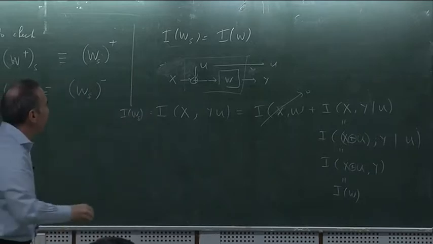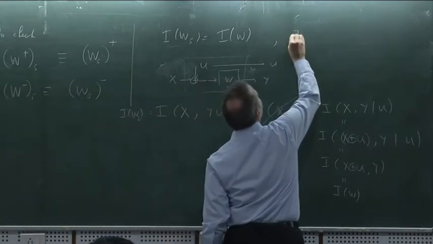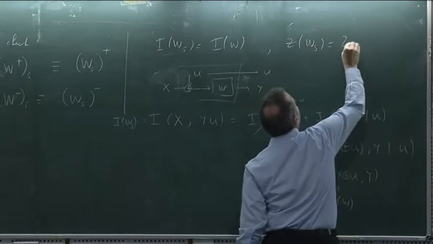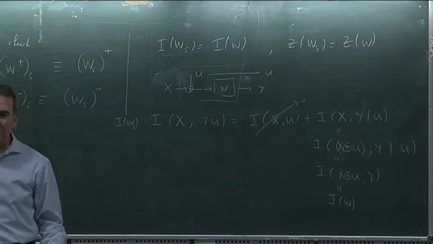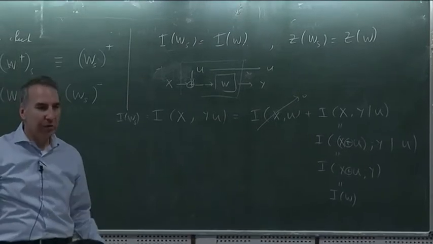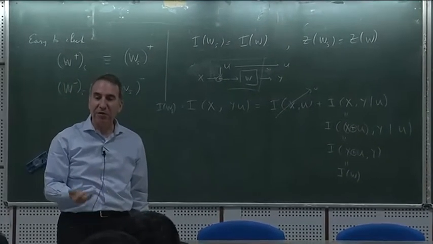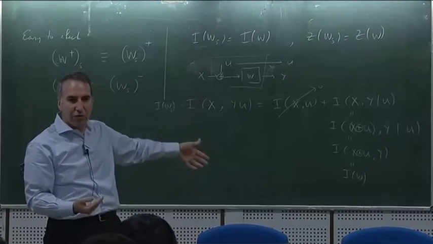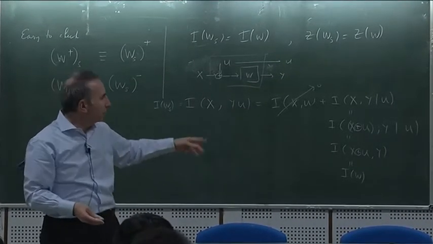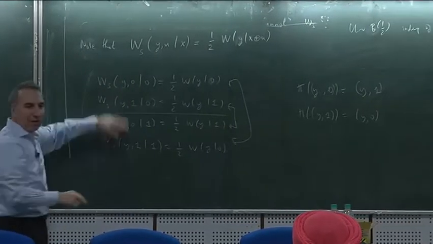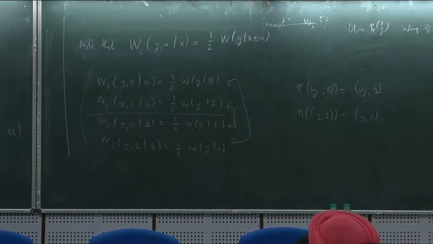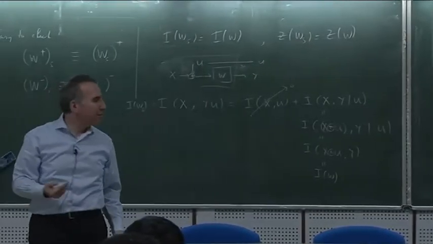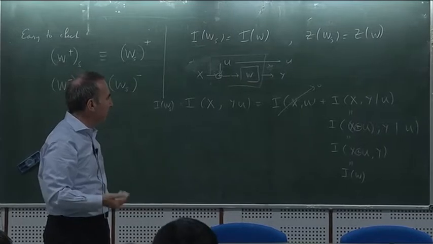Similarly, you can check that Z of W_S is the same as Z of W. So the Bhattacharyya parameter also remains unchanged under the symmetrization operation. Also easy to check. We just write down what it is. We started here with this. You multiply this and that, you sum and so forth. You get the fact that it's the same as the Bhattacharyya parameter computed for the channel W at the end. Okay. So easy computation.